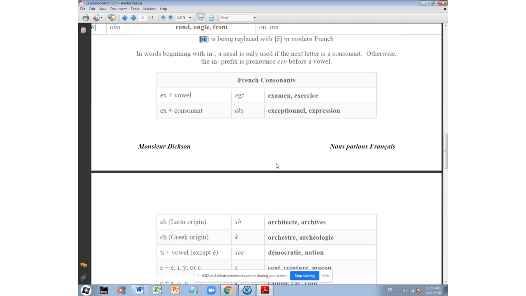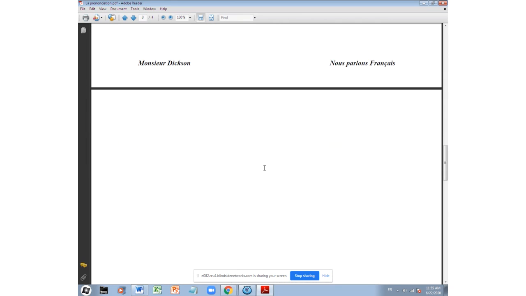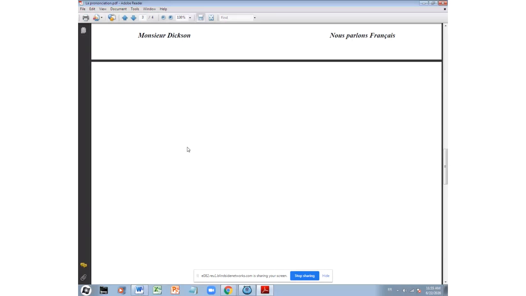I believe you are seeing my screen very well from your end. So, okay. I've said the first one, EX plus a vowel is "eggs", so examen, exercice. EX plus a consonant is "X". The sample words you are given there are exceptionnel, expression. Exceptionnel, expression.